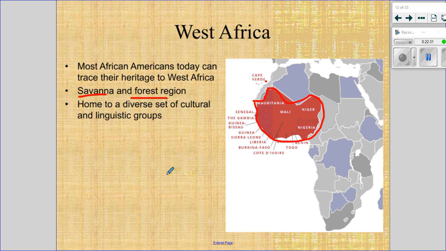So there is tremendous ethnic, cultural diversity in Africa, and a lot of times people don't realize that, and they just sort of have a monolithic view of Africa, as if there are just Africans in Africa, and that's not the case. Many different cultures and language groups there.